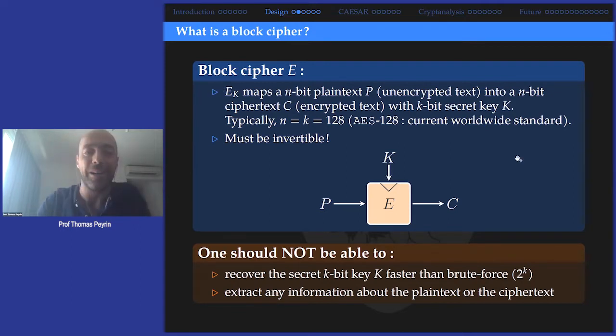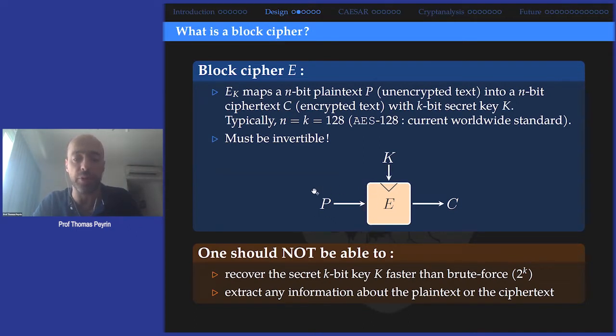So first, when we want to use a cipher, we use what is called a block cipher, actually. A block cipher is the same as what you would imagine of a cipher. It's just that it operates on a fixed-size block. So what is usually the size that is considered? It's 128 bits most of the time. That's actually the current standard that everybody is using. It's called AES-128, and it operates on 128 bits of data.